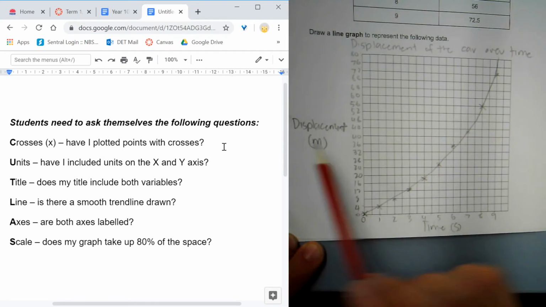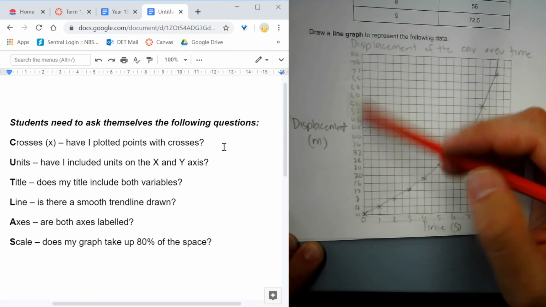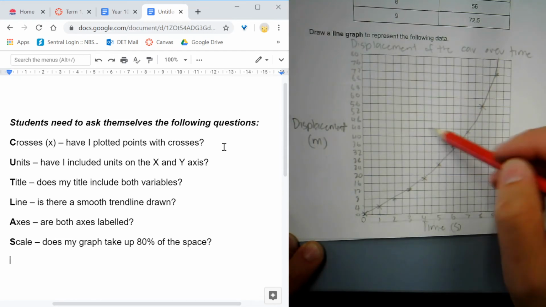Are the axes both labeled? Yes, displacement and time. And is my scale appropriate? Does it take up 80% of the graph? Yes, it does. 0 to 9 uses most of that area, and 0 to 72.5 goes all the way up there. My graph is not stopping somewhere in the middle.